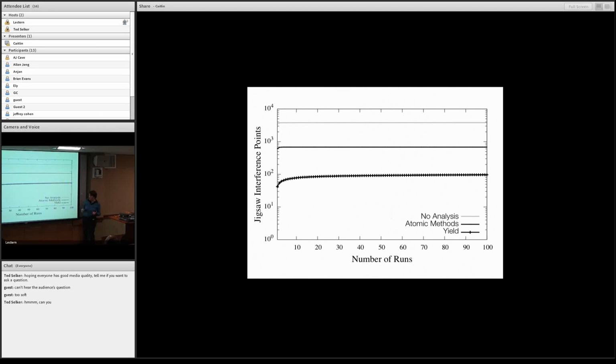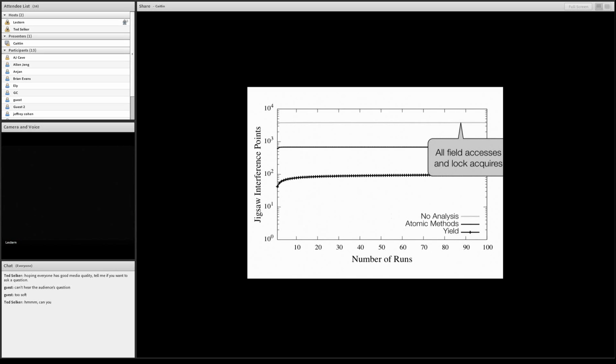This is one of the benchmarks we ran it on, the Jigsaw web server. We're looking at three lines, and the thing to notice is that they're an order of magnitude different. So what are these three lines? The top one is if you just have to reason about interference in your program, you don't have anything to help you. You need to think about all field accesses and all lock acquires, because those are the points where you could get funny behavior.